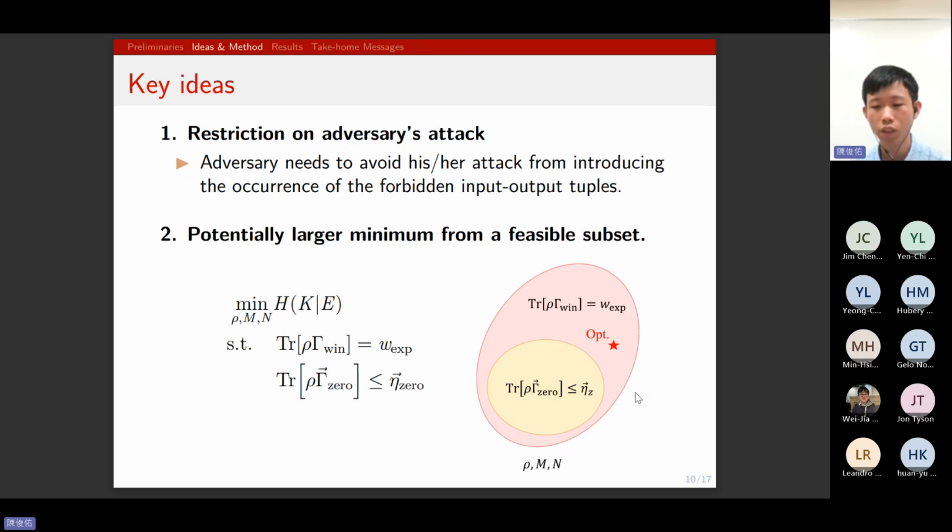However, if the optimal solution with only the winning probability constraint is outside the yellow area, then we have the following situation. There is another optimal solution for the yellow area, denoted as the brown star here, and the brown star would be a suboptimal solution of the pink area. Because we are doing minimization here, the value at the brown star will be larger than the value at the red star. So that's why we can potentially get a larger minimum by adding the extra constraint.